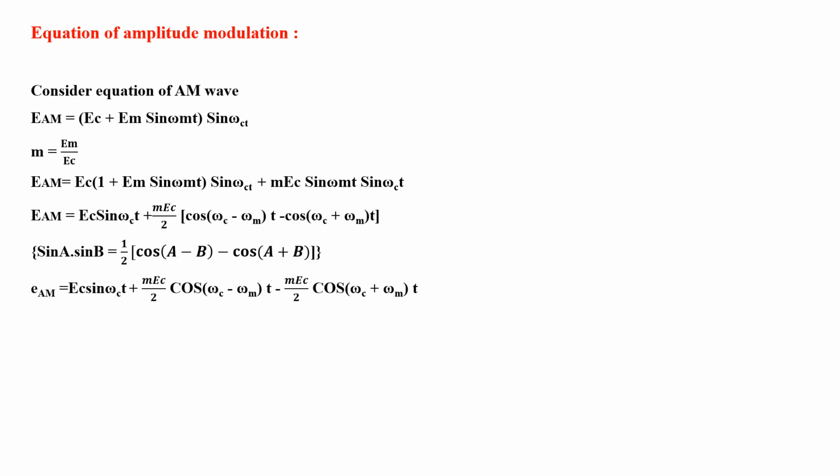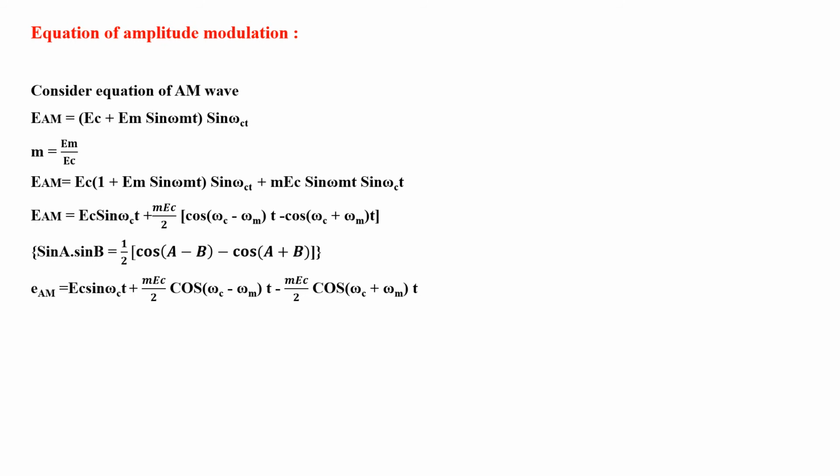Now we consider EM is equal to M times EC. So here we take EC as a common factor. EC is common, then inside the bracket we write 1 plus M sin omega mt, multiplied with sin omega ct, which gives EC sin omega ct plus M EC sin omega mt sin omega ct.